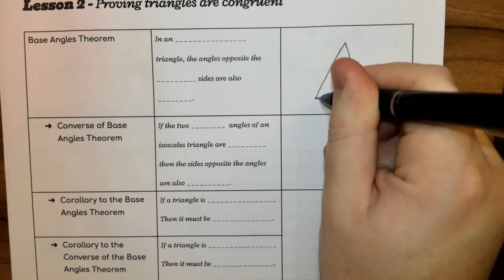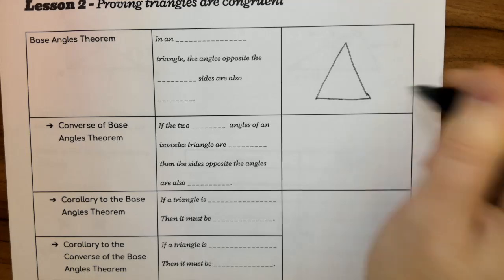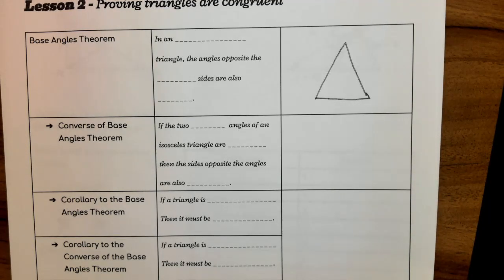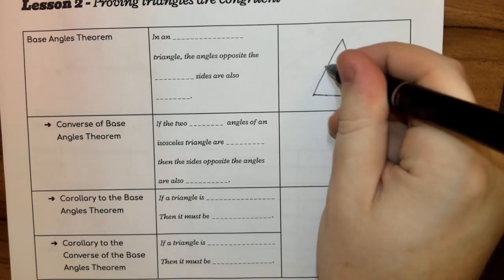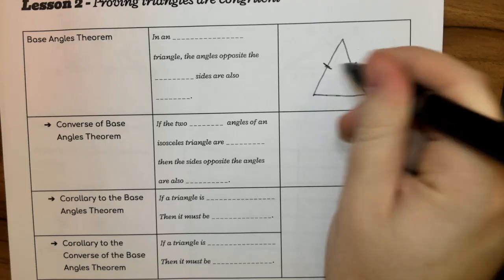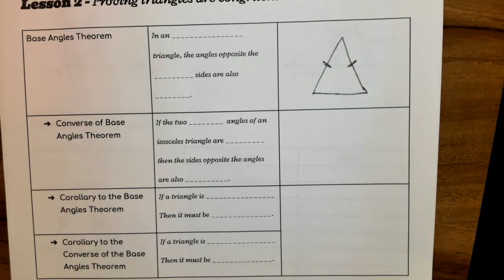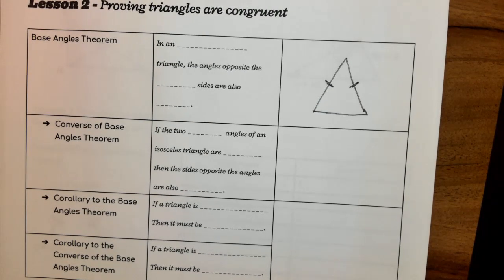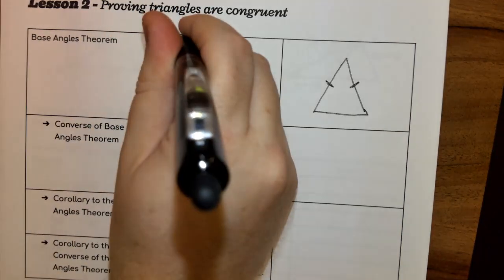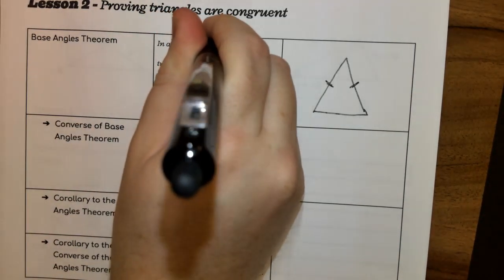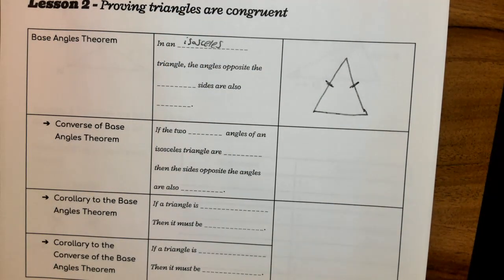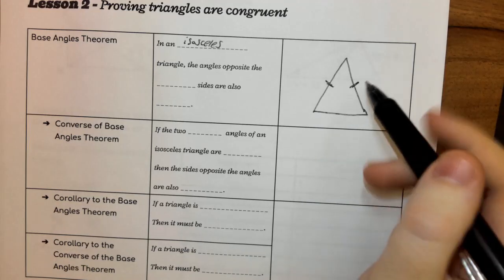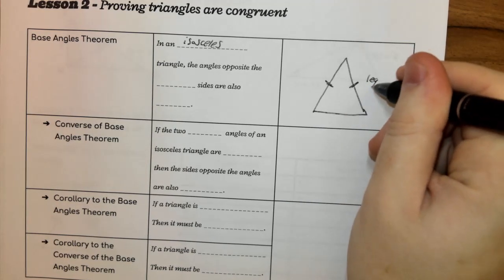Let's draw a triangle, and let's make sure that at least two of the sides are congruent. I'm going to have these two sides be marked as congruent. We learned last class that this is an isosceles triangle. So, in an isosceles triangle, we end up having these two congruent sides. We call these the legs.